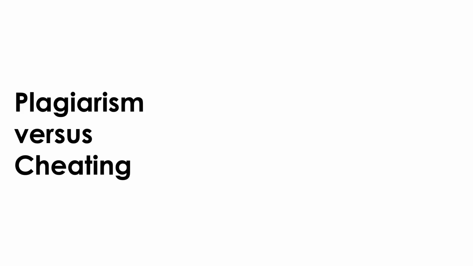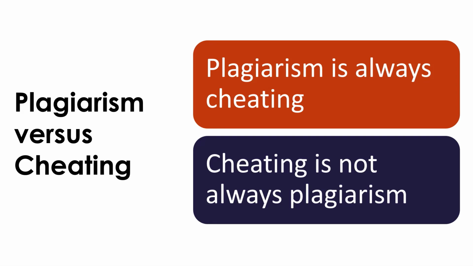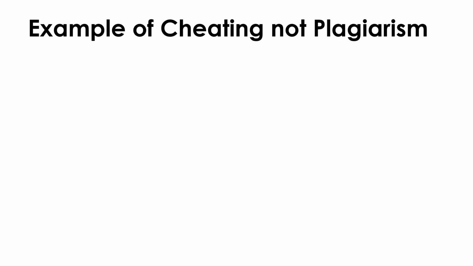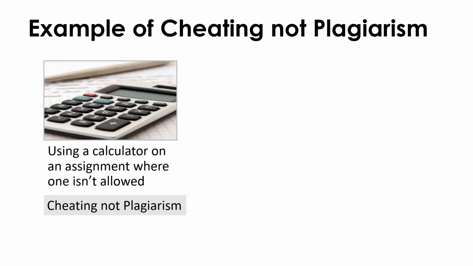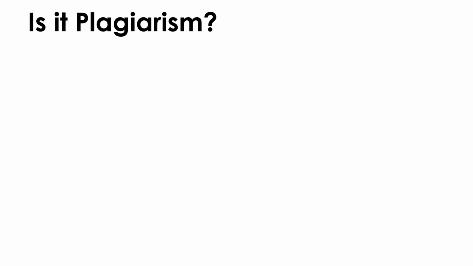It is important to know that plagiarism is always cheating, but cheating is not always plagiarism. Here are 2 examples of cheating that are not plagiarism. The first example of cheating is using a calculator on an assignment where one isn't allowed. You're not using someone else's ideas or words in this act of cheating. The second example of cheating is making something up to support your argument. As with the first example, you are not using someone else's words or ideas.